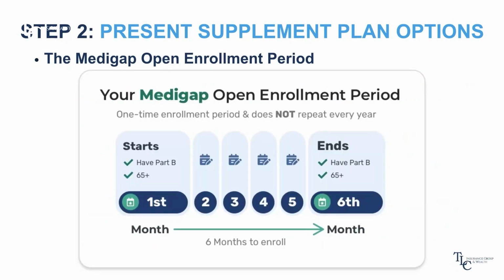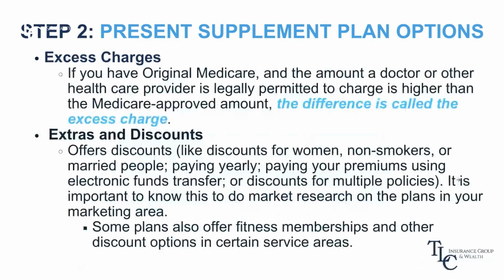And so here's a little graphic again that I took from Medicare.gov that just shows your Medigap open enrollment period. Once again, one-time enrollment period, does not repeat every year. It starts once you have Part B and you're 65 or older. You get 6 months to enroll. No medical underwriting, no denials.